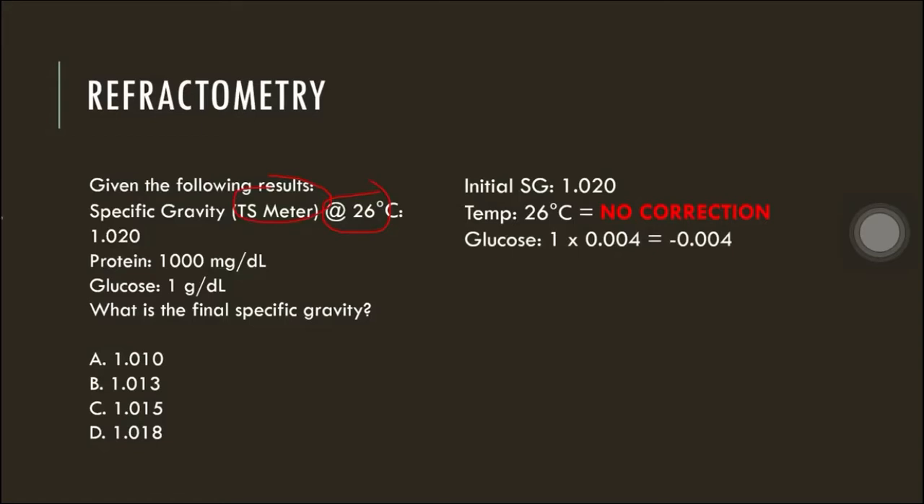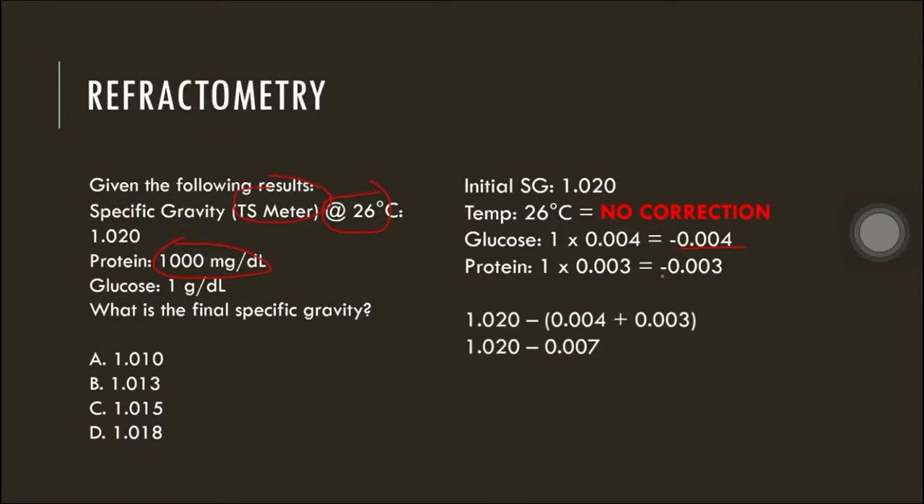How about for glucose? Our rule for glucose: for every 1 gram per deciliter of glucose, you need to subtract 0.004. For protein, for every 1 gram per deciliter, you need to subtract 0.003. But the given here is 1,000 milligram per deciliter, so convert it: 1,000 milligram per deciliter is equal to 1 gram per deciliter. Add the two, glucose and protein, and you need to subtract a total of 0.007 from the initial SG. So the final answer would be 1.013. Your letter B.